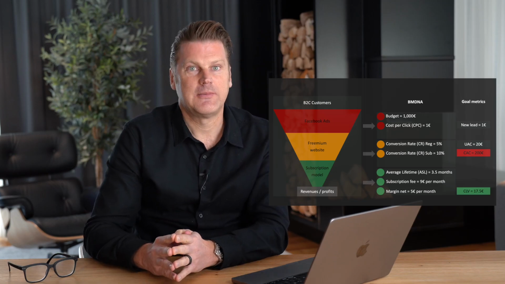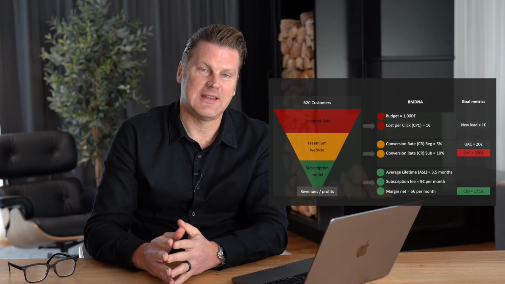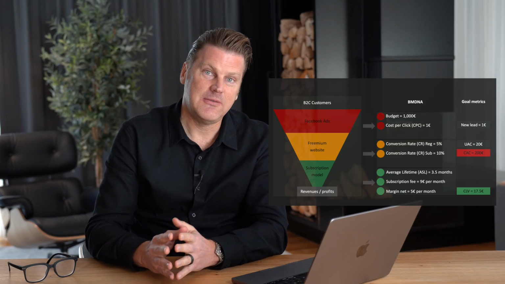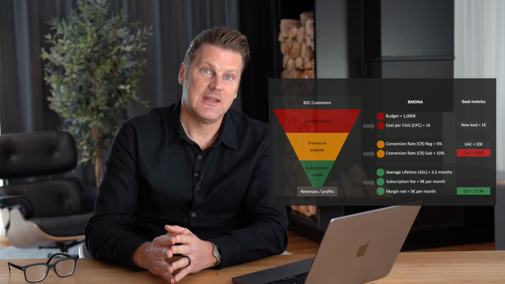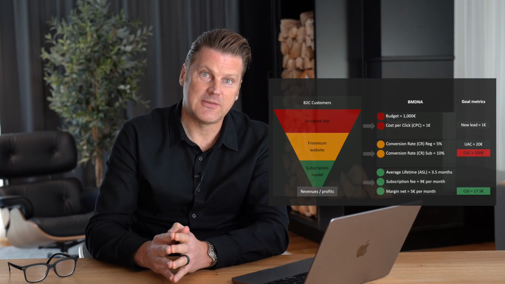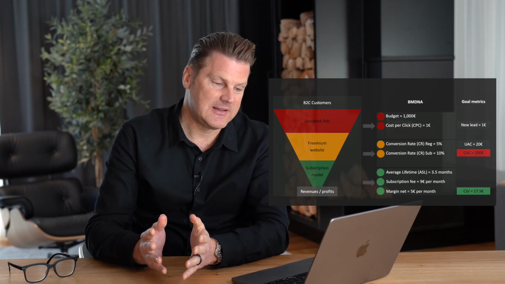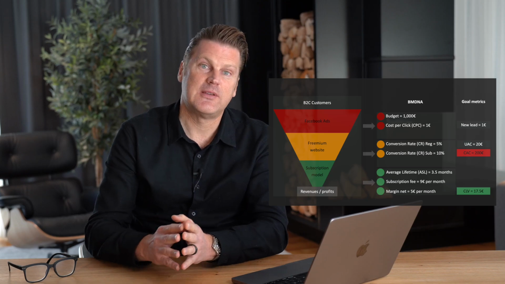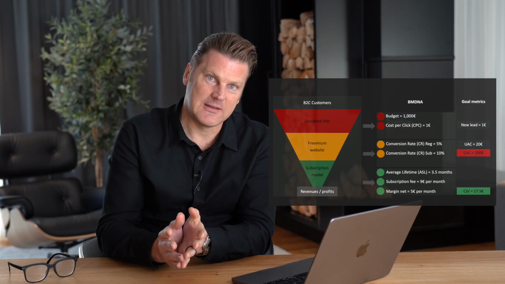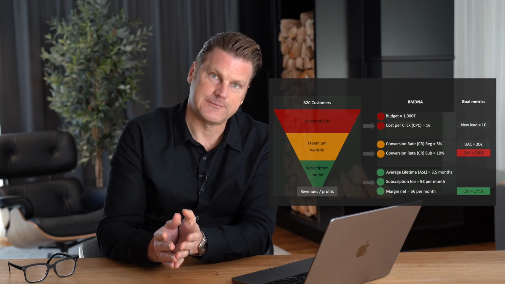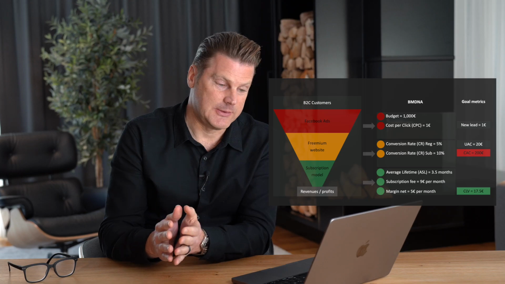What do we learn looking at this example? First of all, we see the business model DNA for that example. Second, we see what the goal metrics, customer acquisition cost and lifetime value, are looking like. And obviously there will be a problem because they pay €200 to get a subscriber and they just earn €17.50. So there's a problem if they want to get profitable.